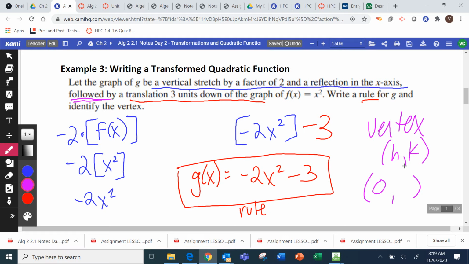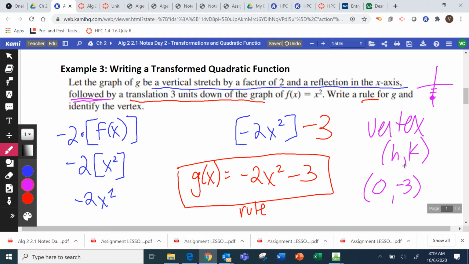All right, and then we do a vertical translation. Is there a vertical translation? Yes, Aya? Right, so I'm going to put a -3 right here, and that tells me the vertex of this equation, if I were going to graph it, which I'm not going to, would be at 0, -3. So that's where the vertex would be.